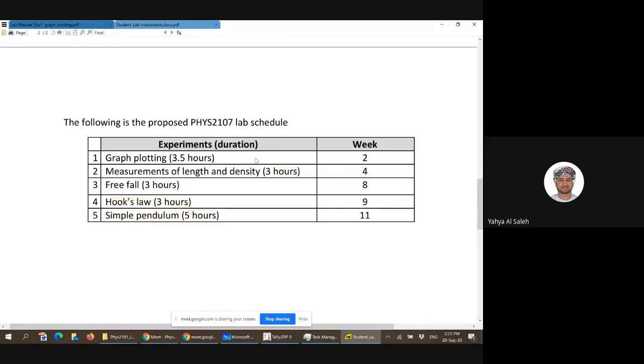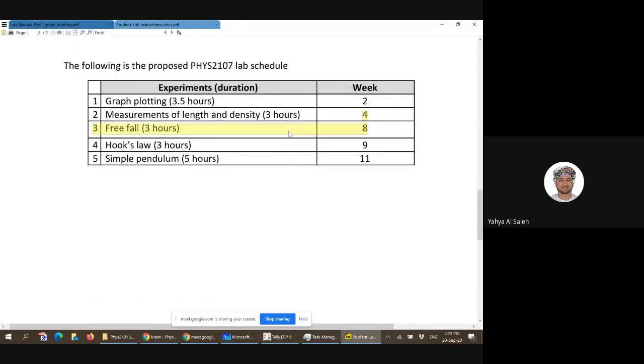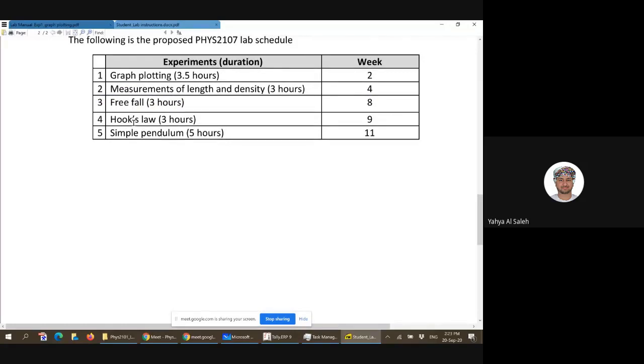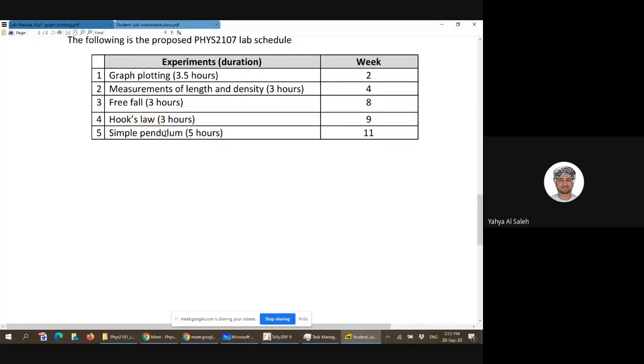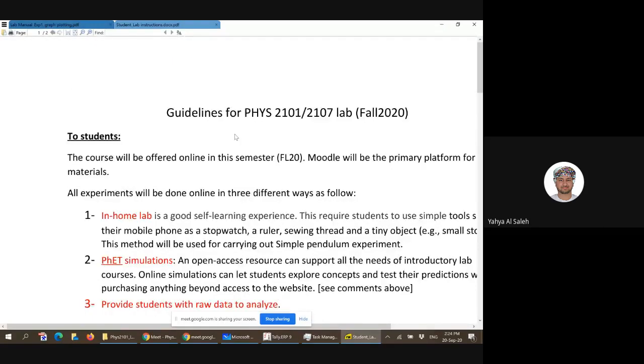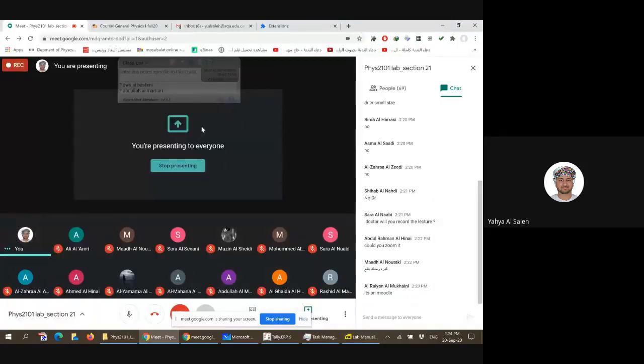Actually, there's something wrong in this. Week 7, we'll be looking at free fall. This is wrong. Week 9, we'll be looking at Hooke's law. And week 11, we will be looking at the simple pendulum. This is all, of course, available in your work plan on Moodle. So I'll go to Moodle now, and I'll show you.